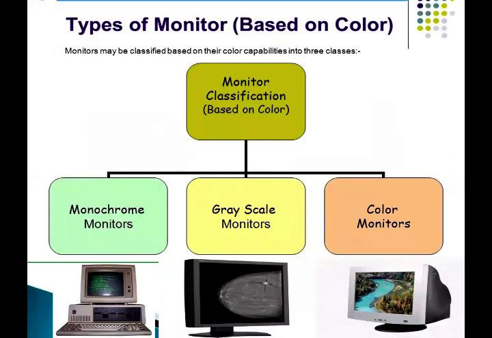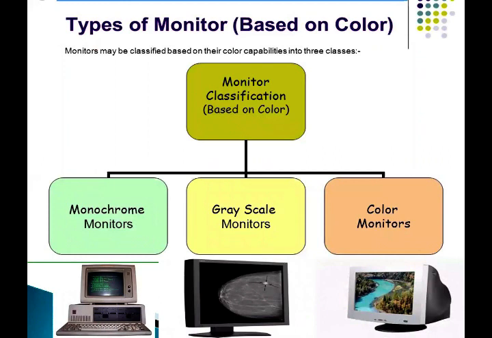Types of monitor. There are three types of monitor based on color. Number one is monochrome monitor, number two is grayscale monitor, and number three is color monitor.